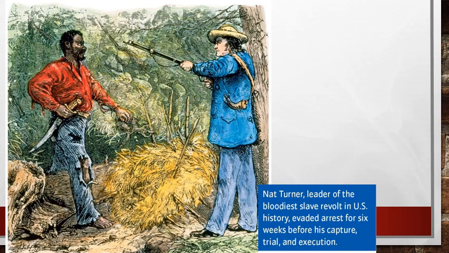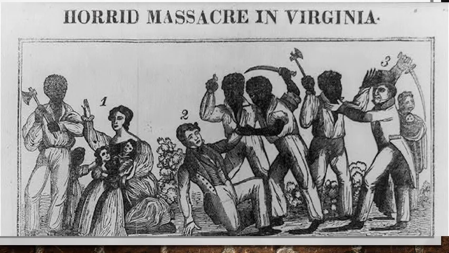Here's an illustration later drawn of Nat Turner being captured. He hid out for 6 weeks before he was found. Here's another contemporary illustration of the horrid massacre in Virginia, in which Turner and his men killed almost 60 Virginians, men, women, and children, as they slept.